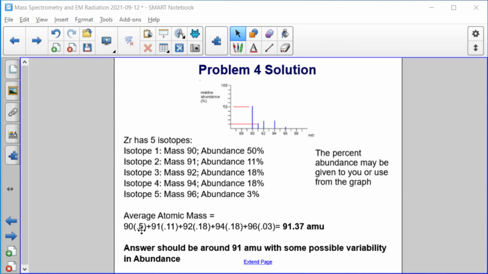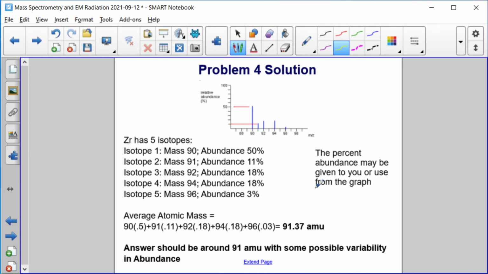90 times its relative abundance, 50% written as a decimal, plus 91 times its abundance, 11% written as a decimal, plus 92 times 0.18, plus 94 times 0.18, those have the same abundance, plus 96 times 0.03, 3%, and we get 91.37 AMU. And you can compare that to your mass of zirconium on your periodic table. It should be pretty close to that 91.37.